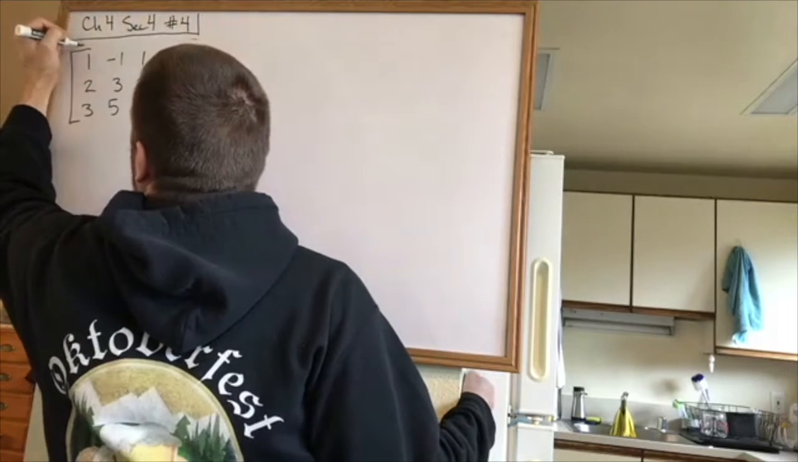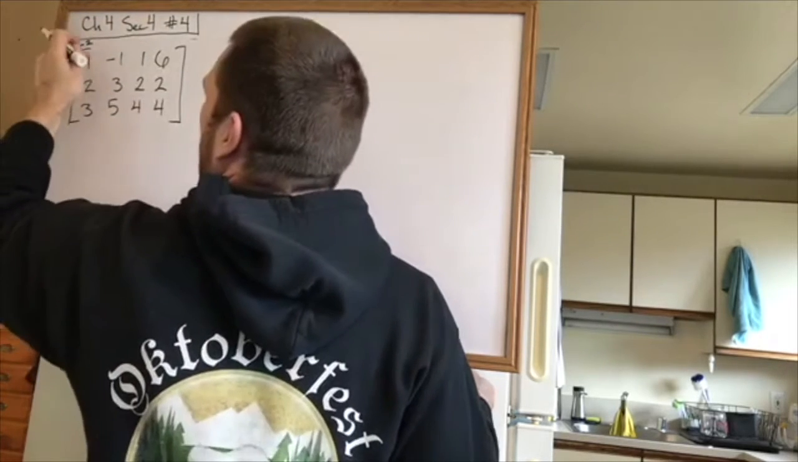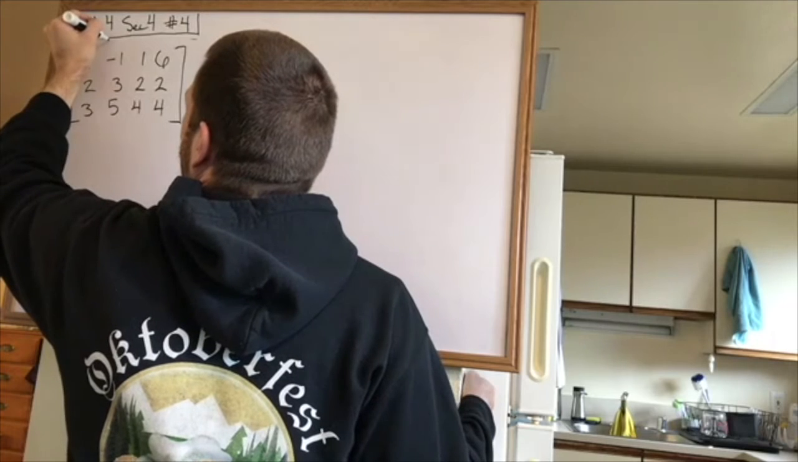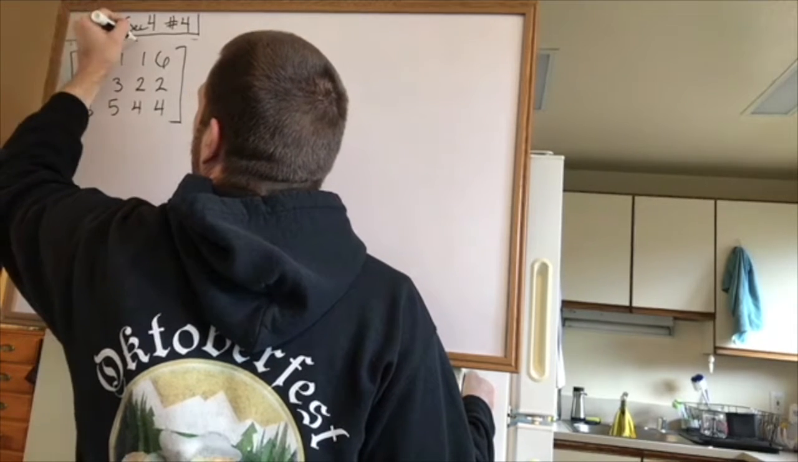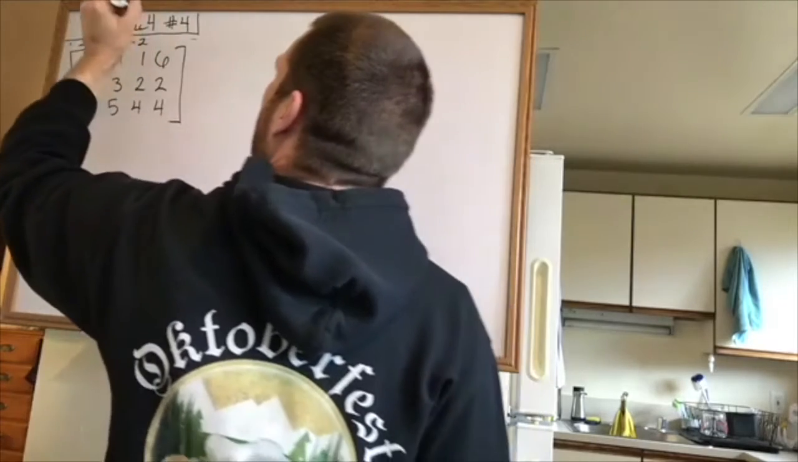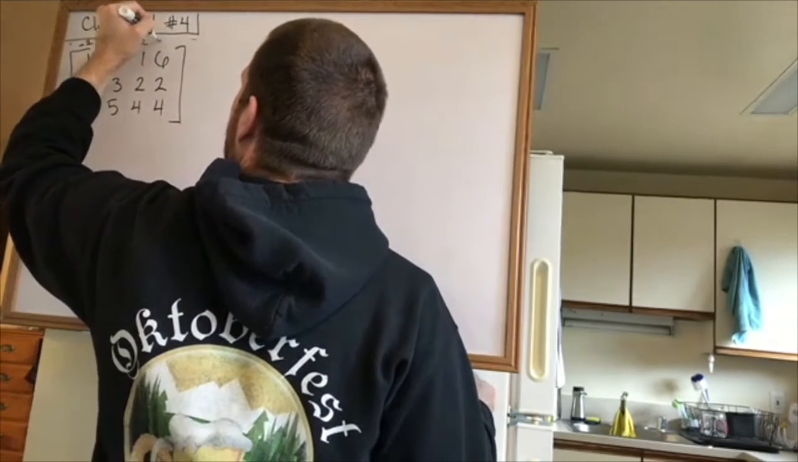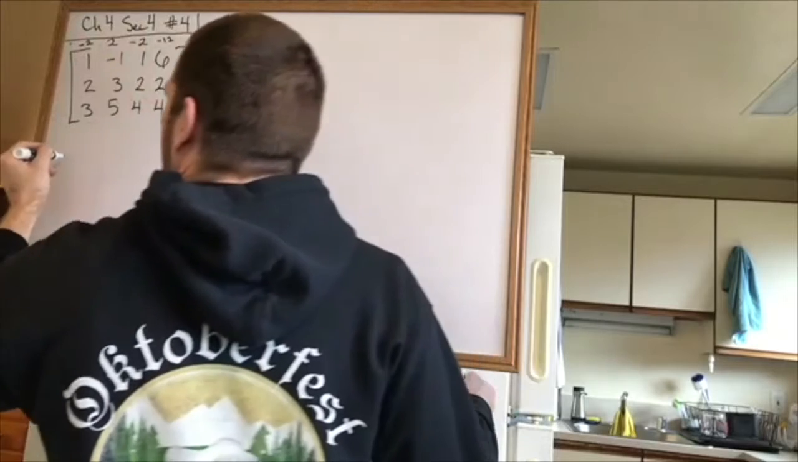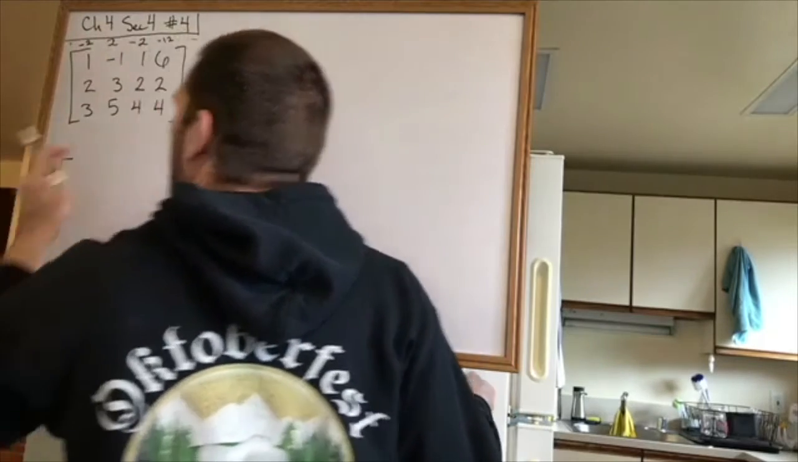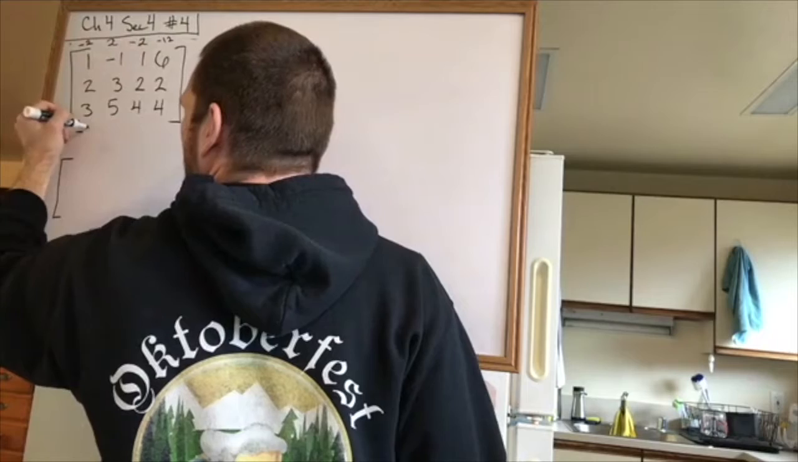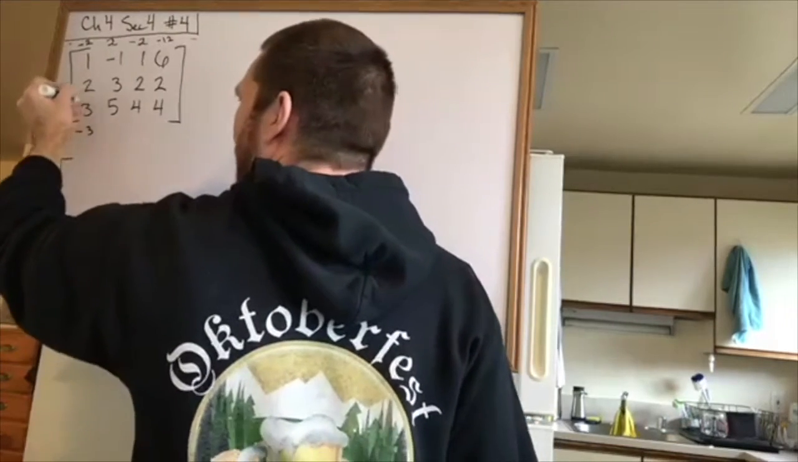-1 or +1 times -2 is -2. -1 times -2 is +2. -2 times +1 is that. -2 times +6 is -12. Now, the bottom one, I'm going to want to multiply by -3 because -3 will kill that guy.